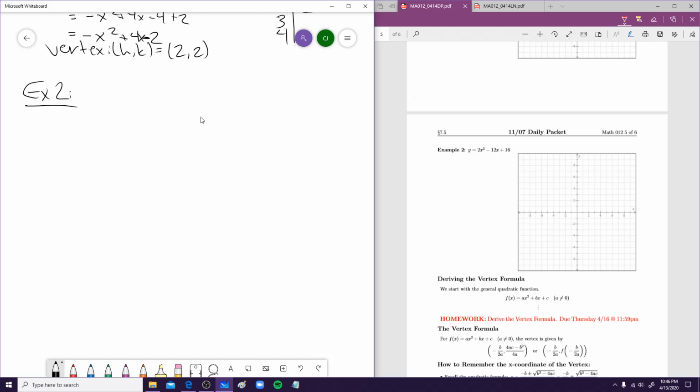Okay, so we can get used to this process hopefully. So now we want to solve for y equals 2x squared minus 12x plus 16. Right? So our goal is to put it in vertex form. The reason why we want it in vertex form is so we can graph our function. So essentially, we know what points to plot.